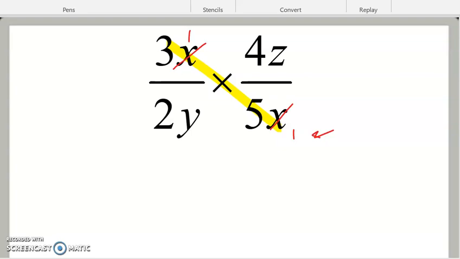Now, can anything else cancel? Well, if I keep looking diagonally, I can see the 2 and the 4 have a common factor of 2. So 2 goes into itself once, and 2 goes into 4 twice.